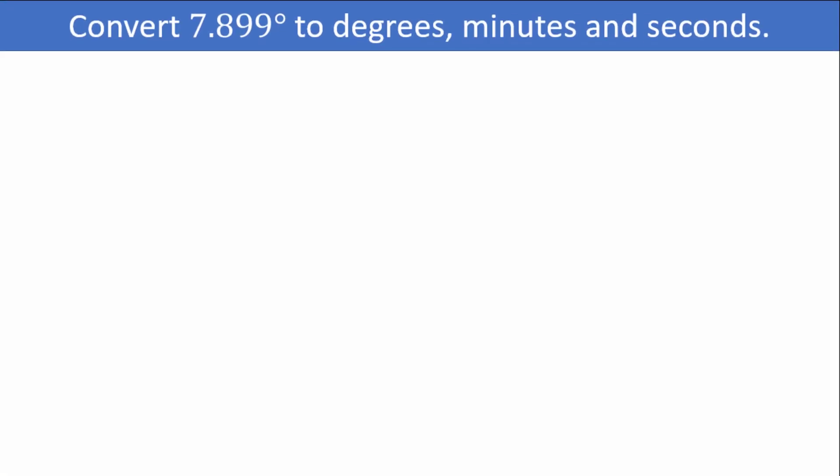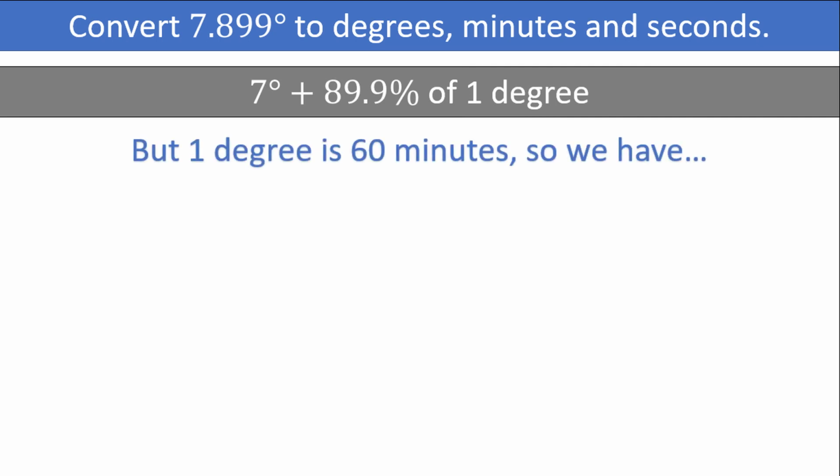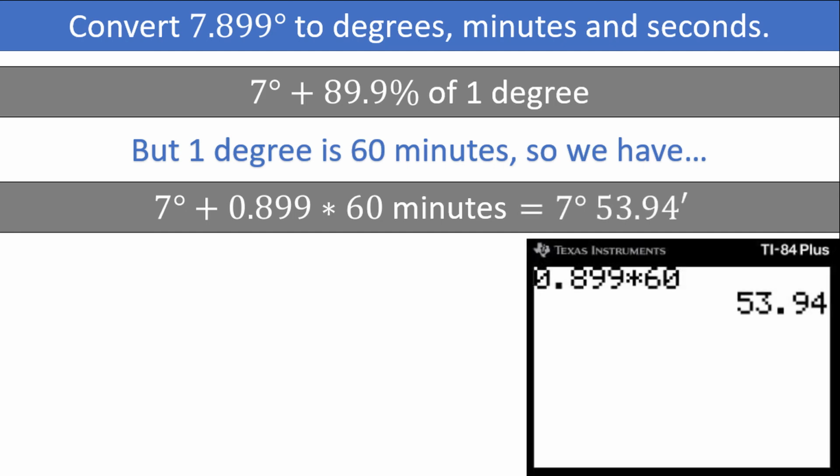Let's try one more problem. Say that we would like to convert 7.899 degrees into degree, minute, second form. We have 7 degrees, and we are 89.9% of the way to having the 8th degree. If 1 degree is 60 minutes, we must have 89.9% of 60 minutes, which is 0.899 times 60, or 53.94 minutes. 53.94 minutes is 89.9% of 60 minutes, or 89.9% of a whole degree.